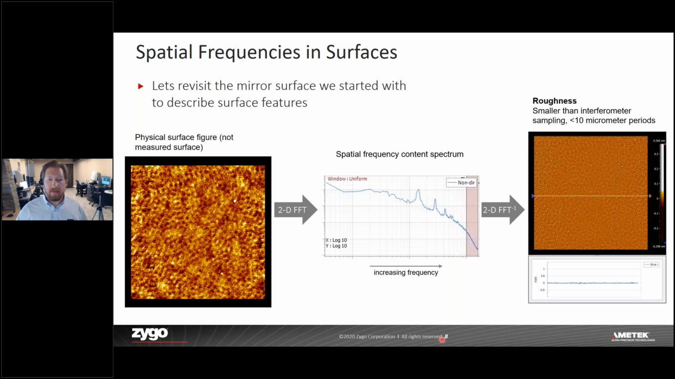And interrogating the far right end, or the highest spatial frequency portion of the spectrum, we see that in the spatial domain, the features are much, much smaller laterally. They're also much smaller in magnitude. And this is typically the roughness content of a surface, the highest spatial frequency information. So these are features that are smaller than interferometer sampling, typically less than 10 micrometer periods, something that would be much smaller than can be resolved by an interferometer.